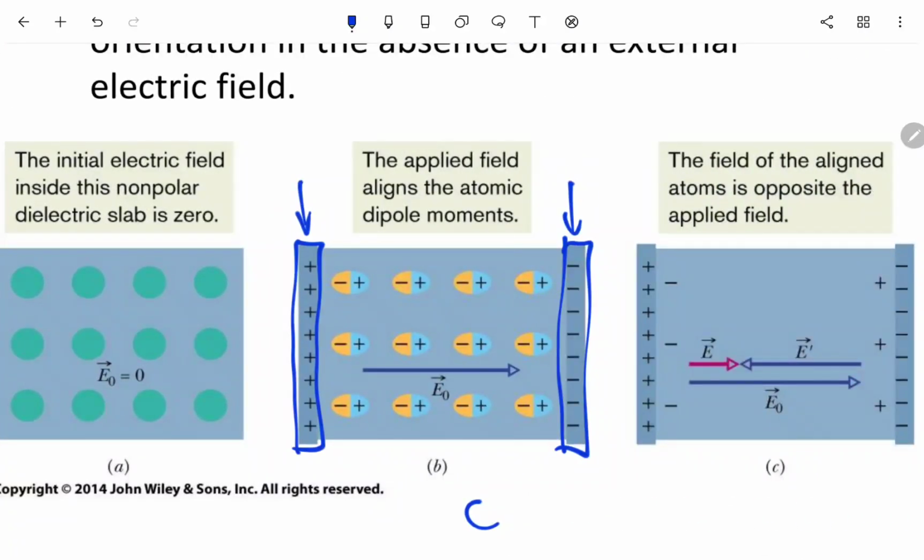Okay, external E field. So here, this capacitor will generate an external E field for this material, E0, pointing to the right side. In that case, for all these dipoles, the positive side will go to the right side, and the negative side will point to the left side. Okay, so all the dipoles will align.